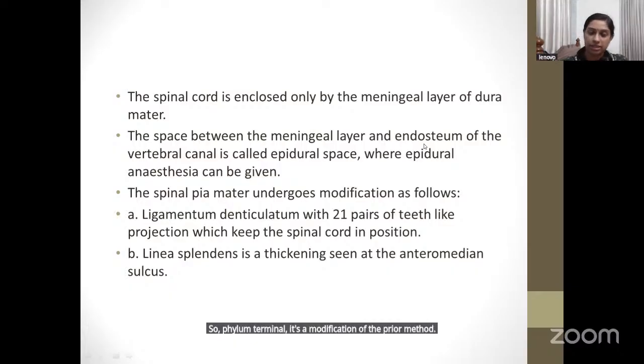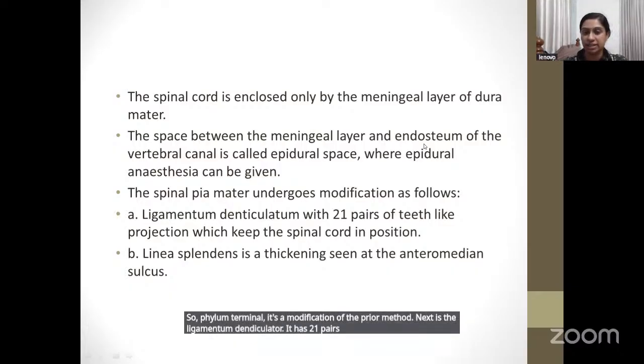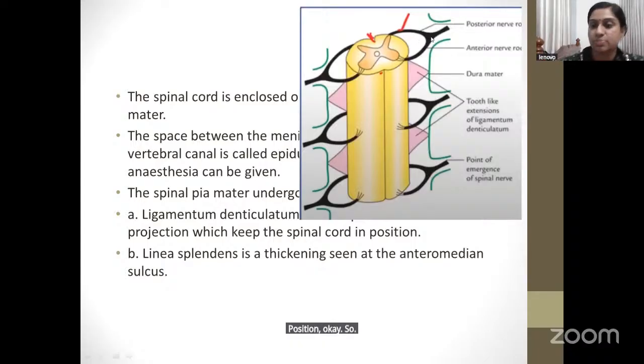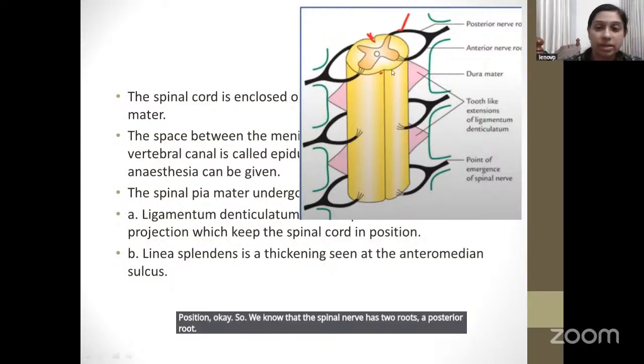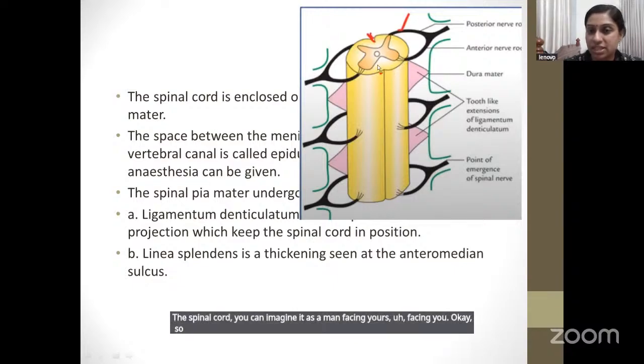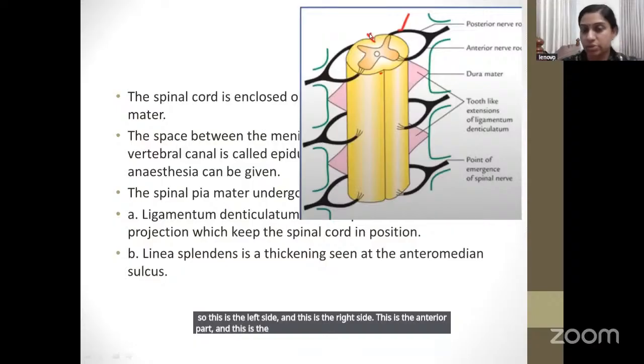Next is the ligamentum denticulatum. It has 21 pairs of teeth-like projections which keep the spinal cord in position. Okay, we know that the spinal nerve has 2 roots. The spinal cord, you can imagine as a man facing you. So this is the left side and this is the right side. This is the anterior part and this is the posterior part.